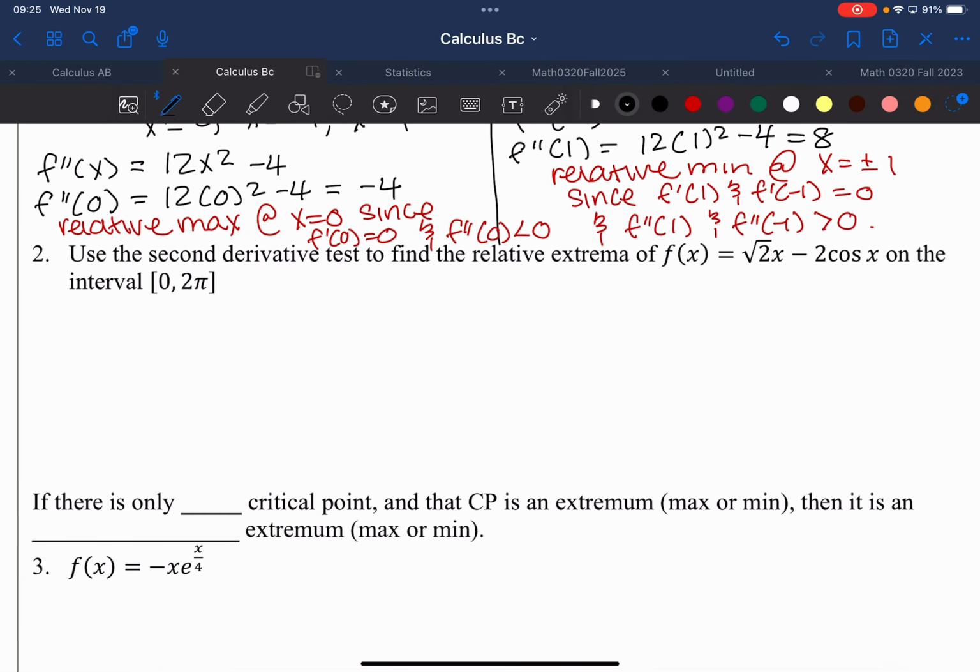Number 2 says use the second derivative test to find the relative extrema of f of x is equal to the square root of 2x minus 2 cosine x on the interval 0 to 2 pi. Okay, so it's important that they gave us that interval, because what that means is if we find any extrema points that are not on that interval, then we cannot use them in our second derivative test. So first, we're going to do the first derivative.